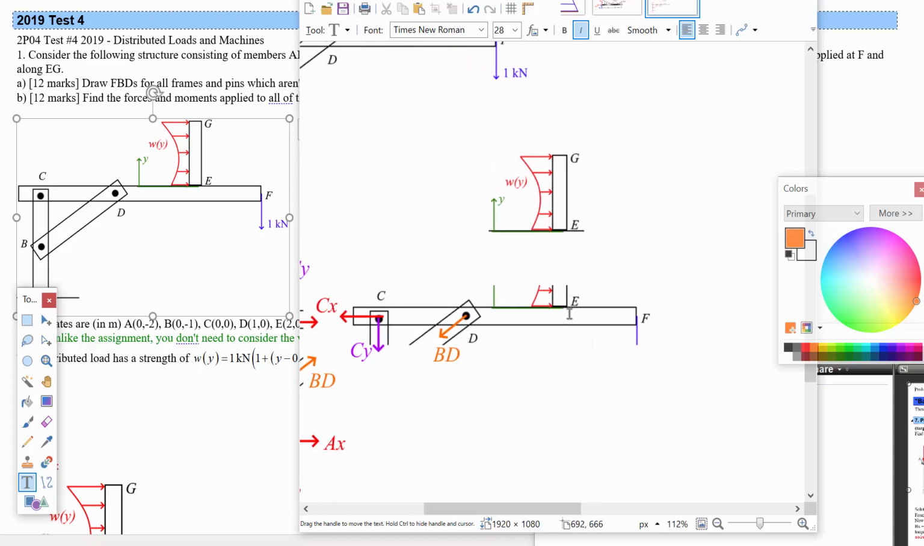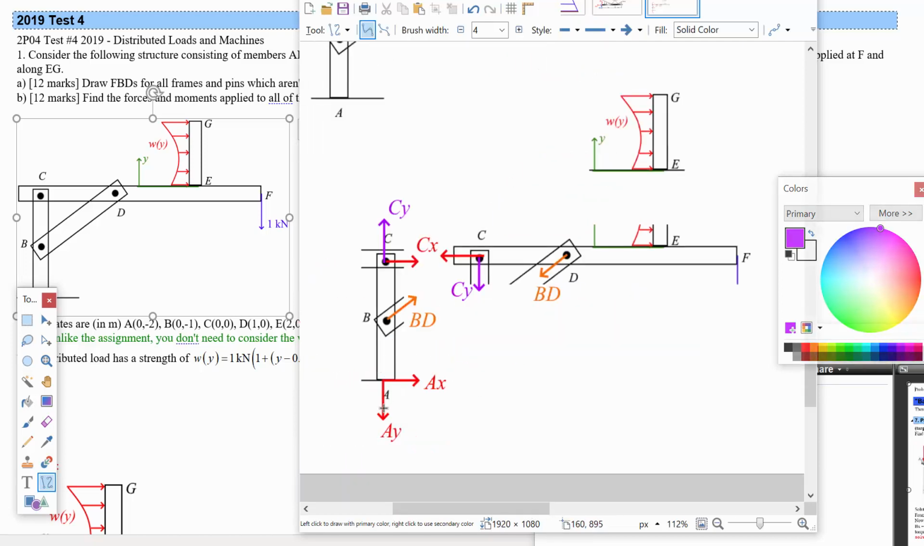At point E, we have, oh, actually, before we go on, I don't want to forget that we have a moment applied at A as well. Maybe we'll get a different color for moments. Yeah, that'll do. Some moment magenta there, MA. And again, it's arbitrary what direction you choose as long as you're consistent.